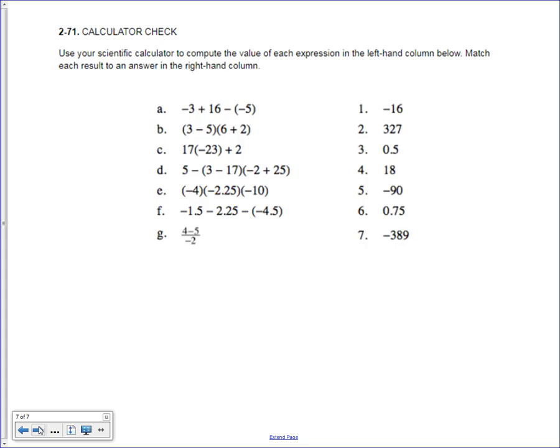For this last one, you were just supposed to put it straight into your calculator using the parentheses. If you didn't have a scientific calculator, there's a scientific calculator you can search for on the internet using your Chromebook. But for A, you should have matched it up with 4. B is matched up with 1. C is matched up with 7. D is matched up with 2. E is 5. F is 6, and then G is matched with 3.